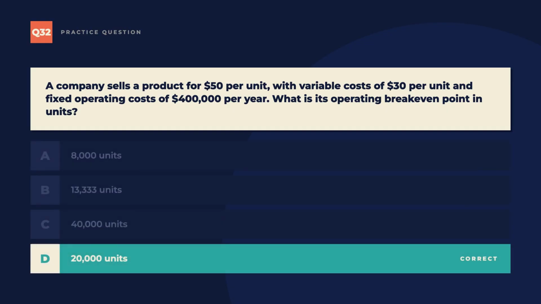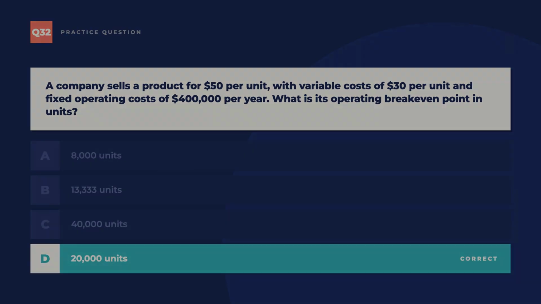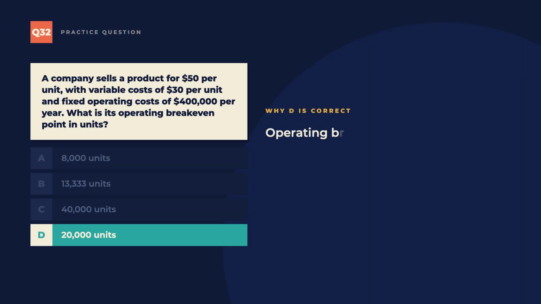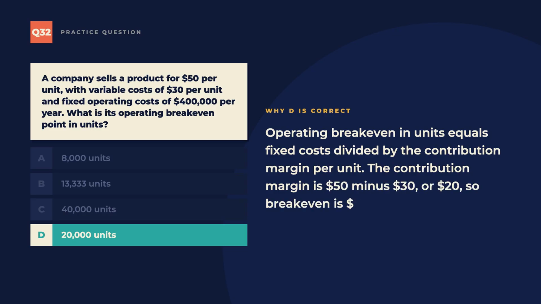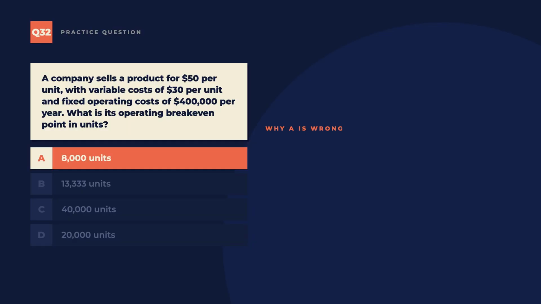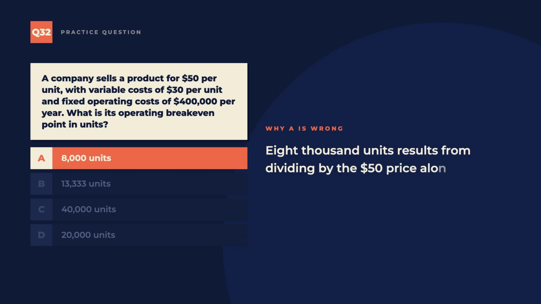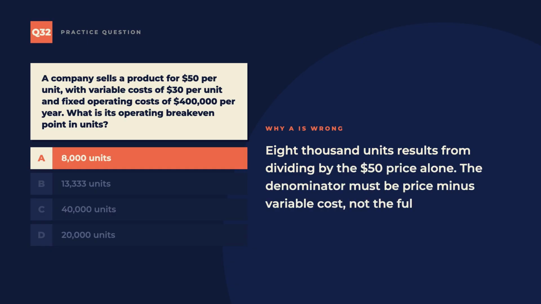The correct answer is D. 20,000 units. D is correct because operating break-even in units equals fixed cost divided by the contribution margin per unit. The contribution margin is $50 minus $30, or $20. So break-even is $400,000 divided by $20, which is 20,000 units. A is wrong because 8,000 units results from dividing by the $50 price alone. The denominator must be price minus variable cost, not the full price.